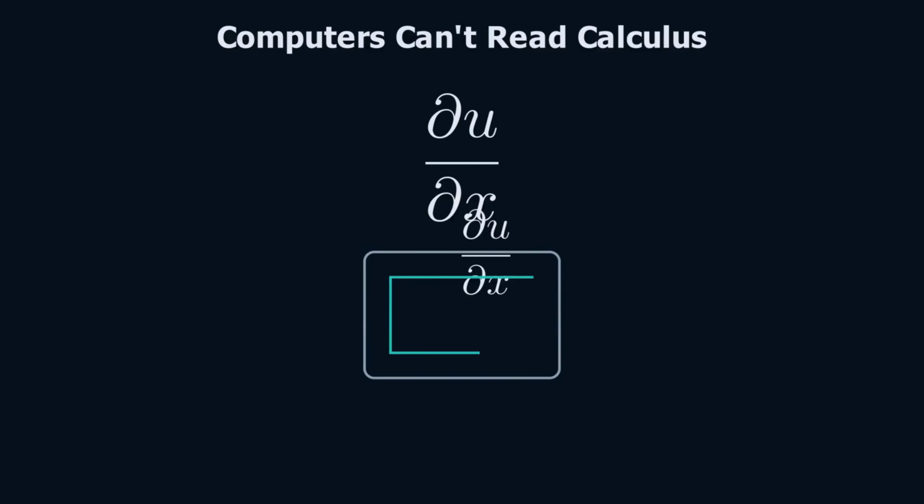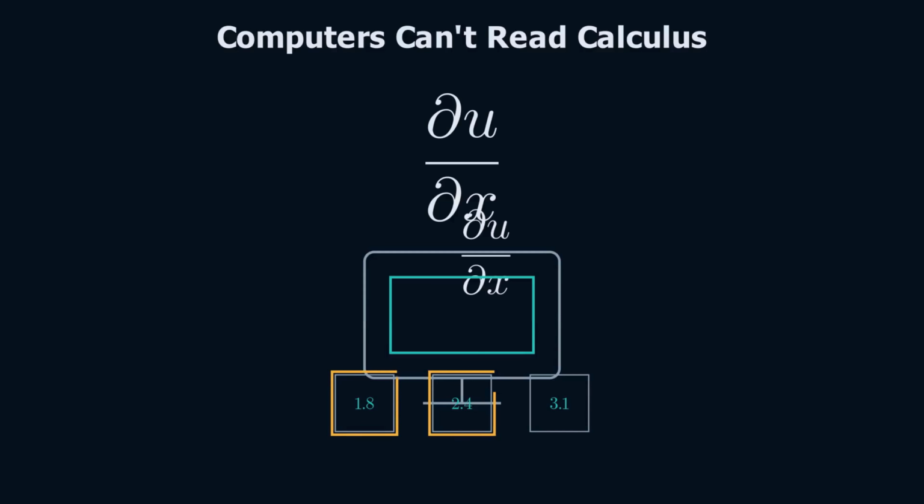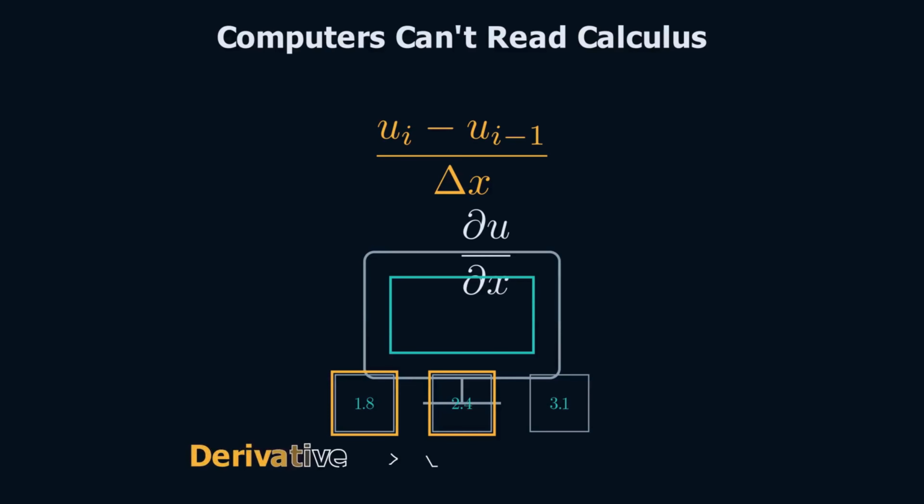Suppose we give this equation directly to a computer. The computer has no built-in understanding of derivatives. But it does understand numbers. It can compare neighboring cells. So instead of evaluating a derivative directly, the computer approximates it using neighboring values. This simple replacement is the beginning of every finite difference solver.